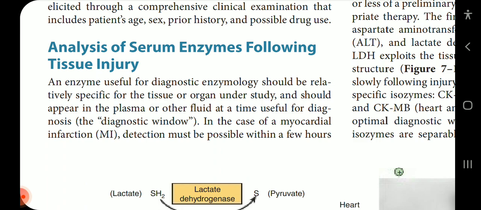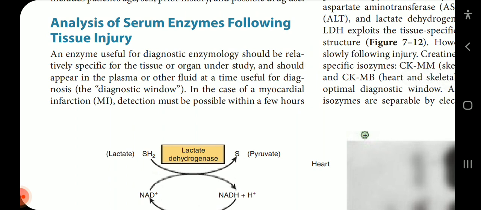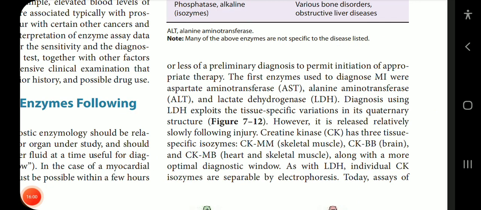Analysis of serum enzymes following tissue injury. An enzyme useful for diagnostic enzymology should be relatively specific for the tissue or organ under study and should appear in the plasma or other fluid at a time useful for diagnosis, the diagnostic window. In the case of myocardial infarction, MI, detection must be possible within a few hours or less of a preliminary diagnosis to permit initiation of appropriate therapy. The first enzymes used to diagnose MI were aspartate aminotransferase, AST, alanine aminotransferase, ALT, and lactate dehydrogenase, LDH.